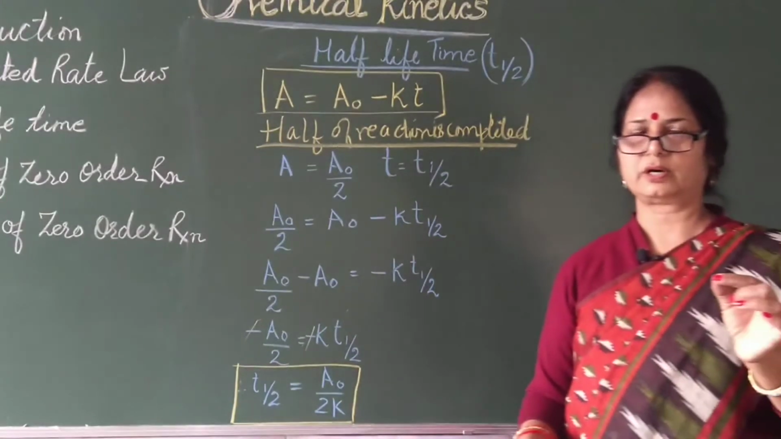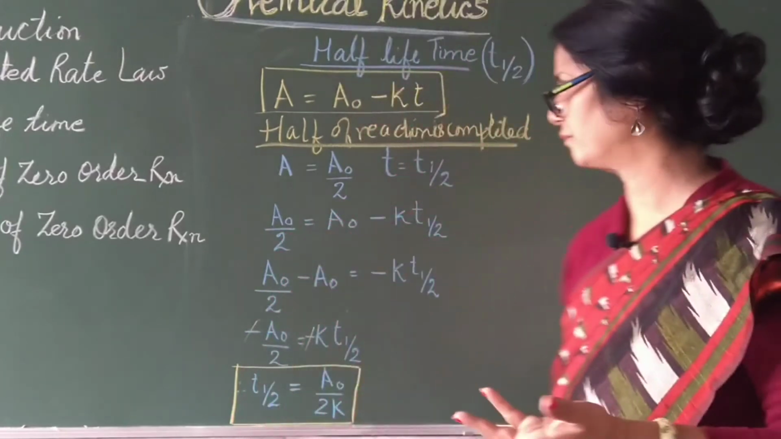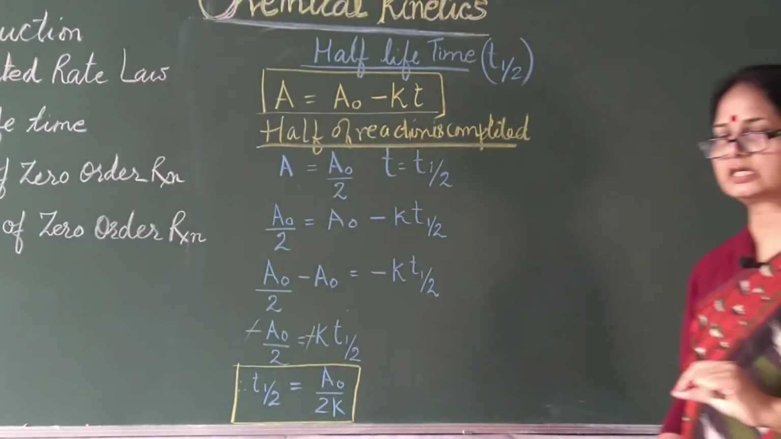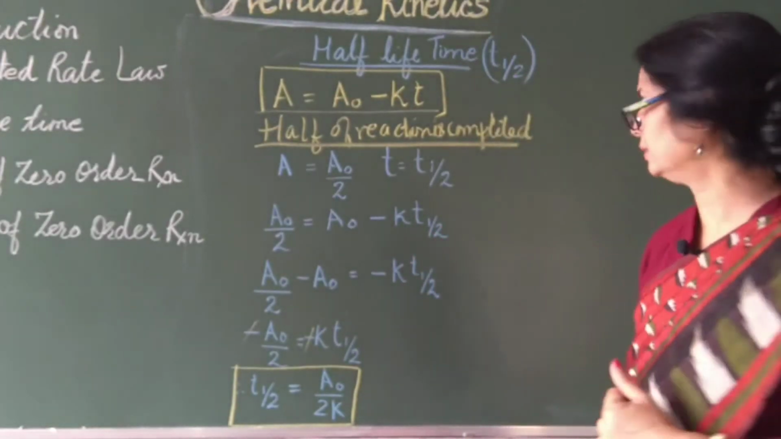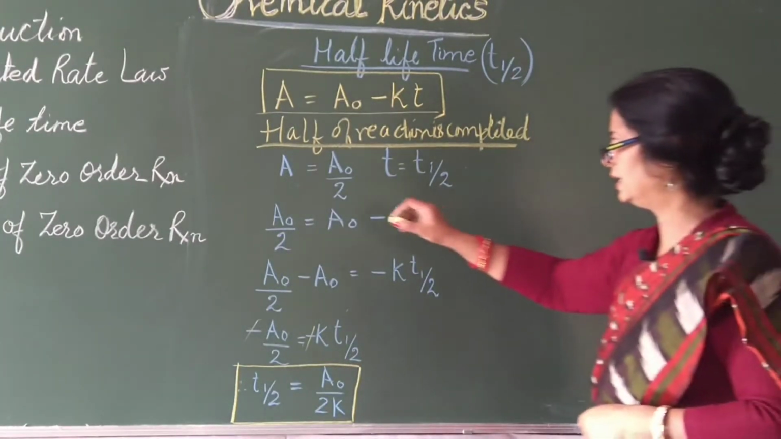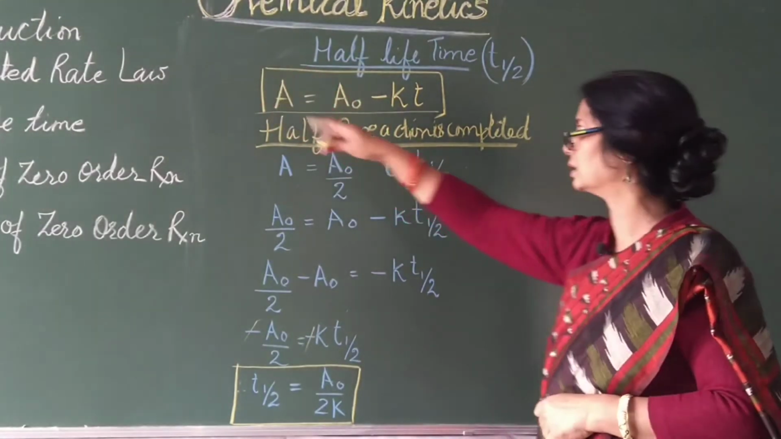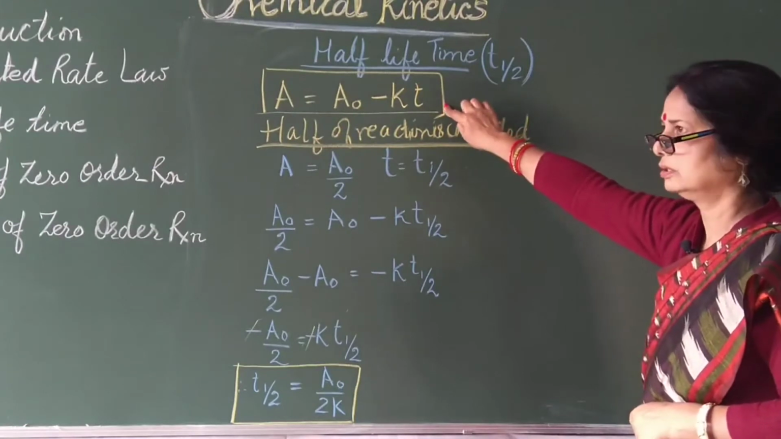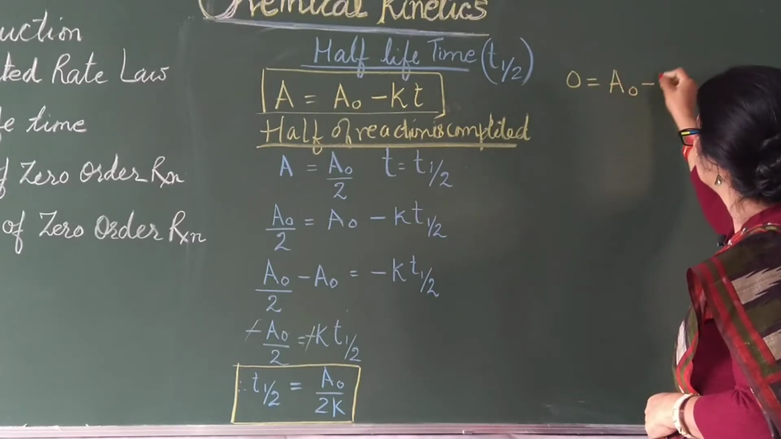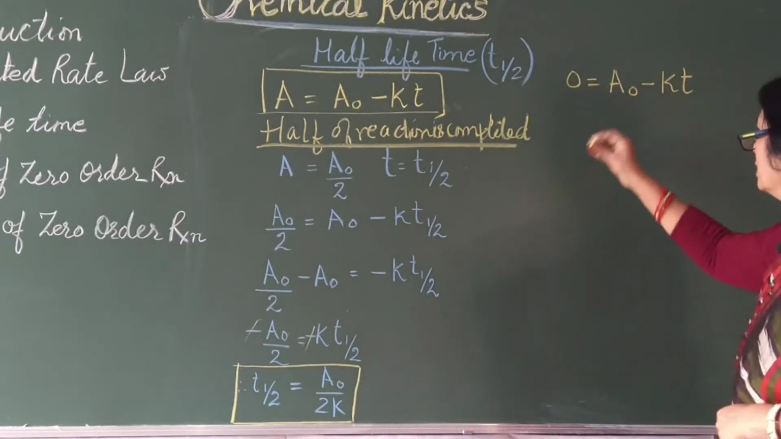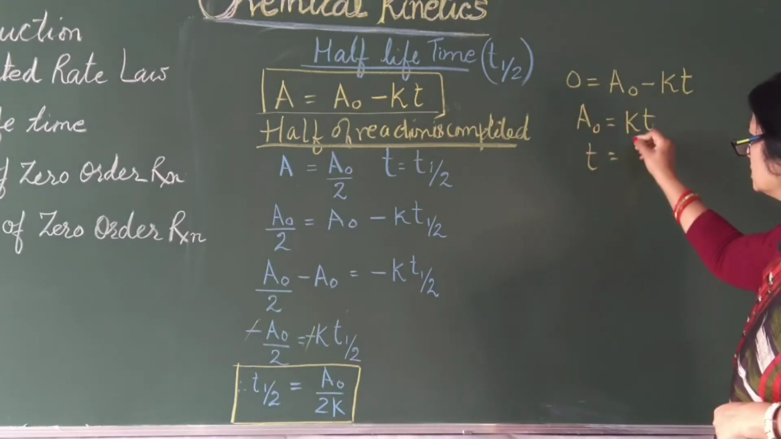Now I will tell you a bit about the full time, when the reaction is completed fully, then what will be the time taken. It is very interesting because it will help you in calculating certain numericals in 1 second. So suppose when A is equal to 0, when A becomes 0 it means the whole reaction is completed. What will be the time? Then if we consider this integrated rate law equation, it becomes 0 equals A naught minus k t, or we can say that A naught is equal to k t. So the time taken will be equal to A naught upon k.